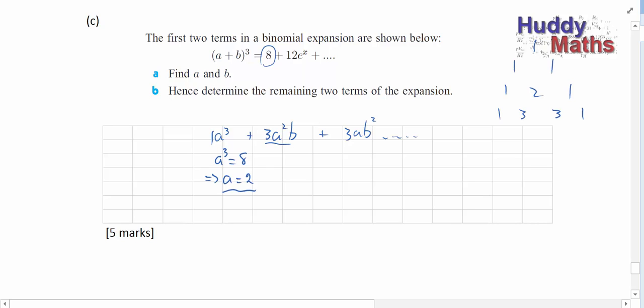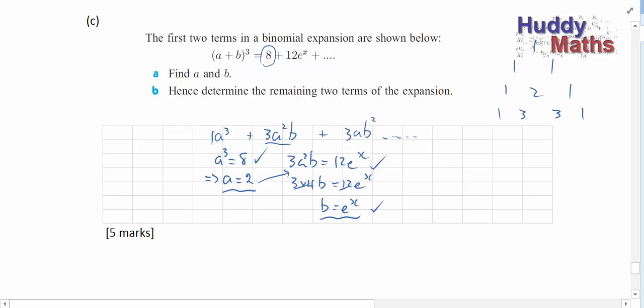Then this creature, 3a squared b, is equal to 12e to the x. But a is 2, so substituting in there, 2 squared is 4. Okay, so using that, 3 fours are 12, they're both 12, so b is e to the x. Okay, so what are we going to have there? It's worth 5 marks, so I think we need 1 for this, 1 for this, and I think then 1 for b, and the remaining 2 terms of the expansion.